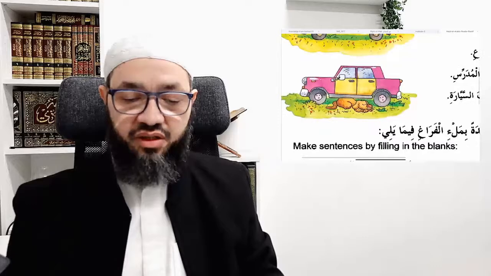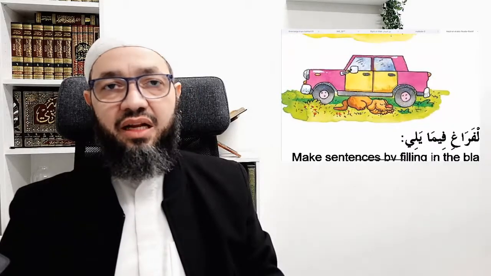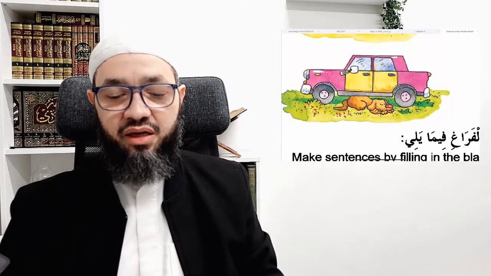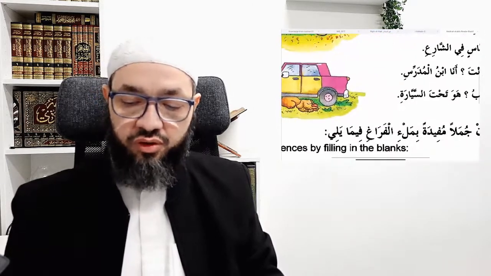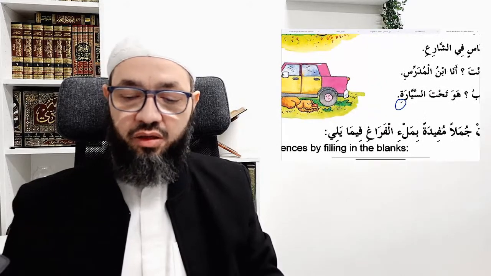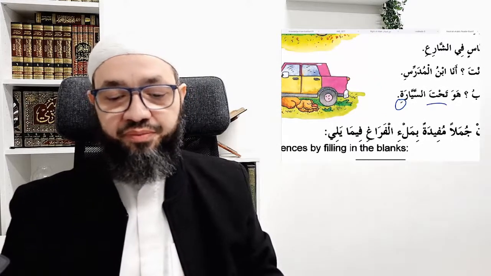There's a picture. Someone says, أين الكلب? Where's the dog? هو تحت السيارة. It's under the car. It's under تحت السيارة. It takes a kasra because the word after تحت is always majroor as well.